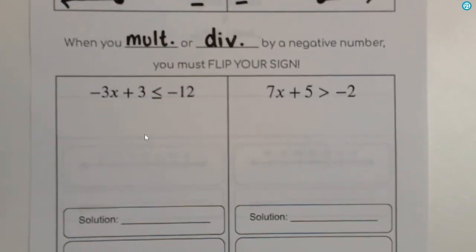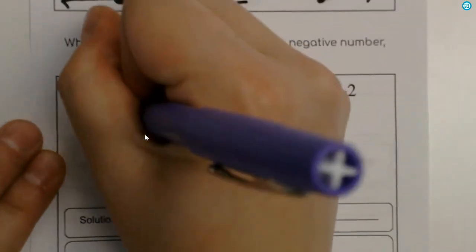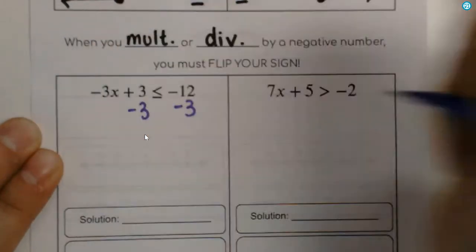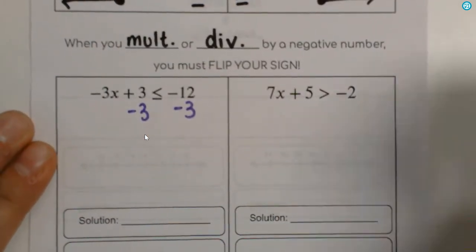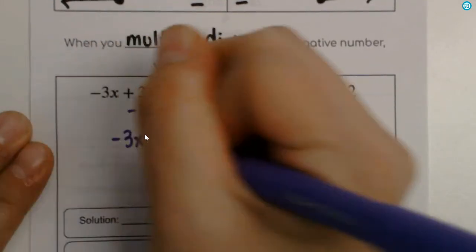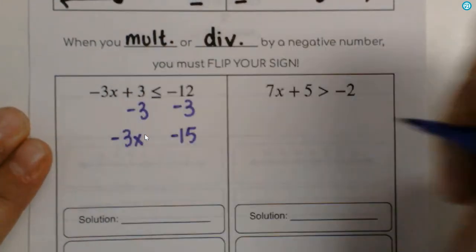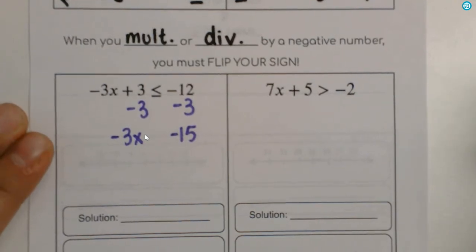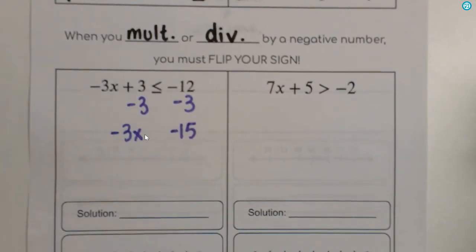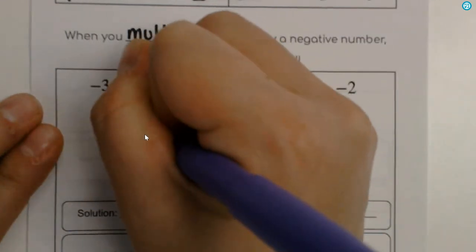We've got 2 on the front and 2 on the back. We've got negative 3x plus 3 is less than or equal to negative 12. We are going to solve this like a normal equation. We just leave the inequality symbol in the middle. So the first thing that we do is we subtract 3 from both sides. On the left side, I've got negative 3x. At this point, I have done negative 12 minus 3, which is negative 15. And all I did was subtract 3. So I have not multiplied or divided by a negative, so I leave my sign the same.